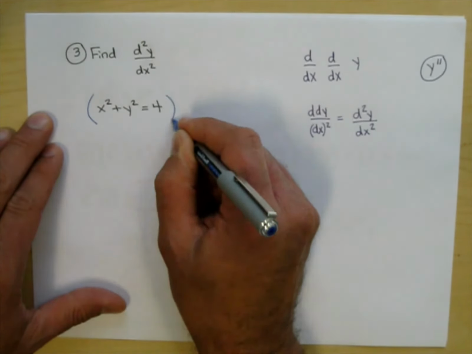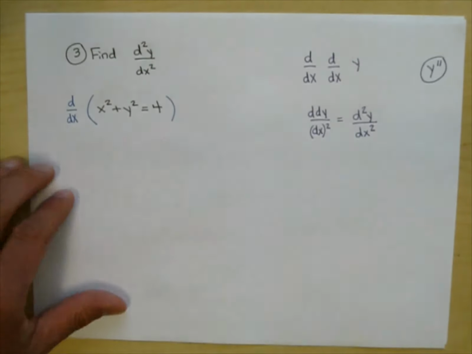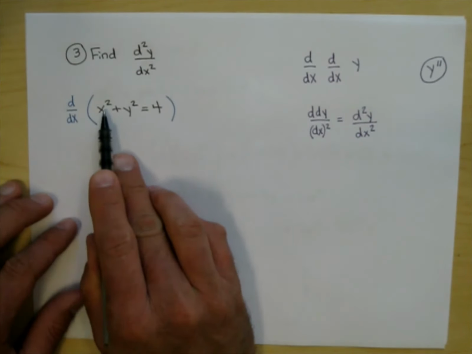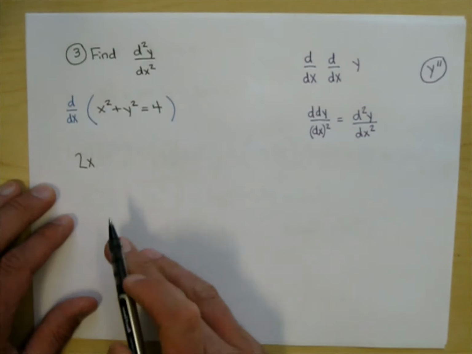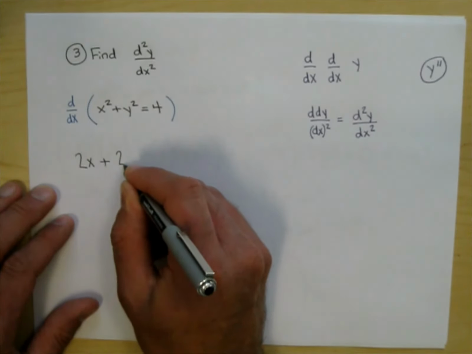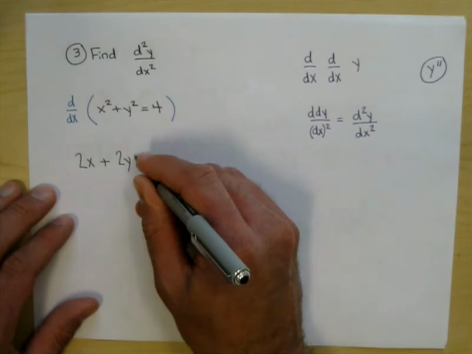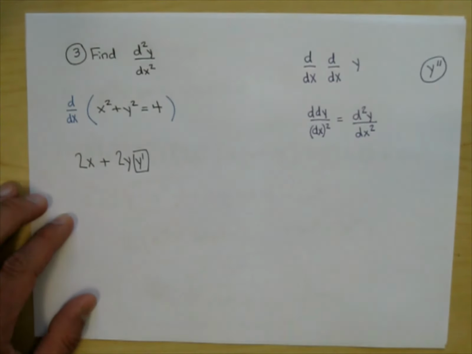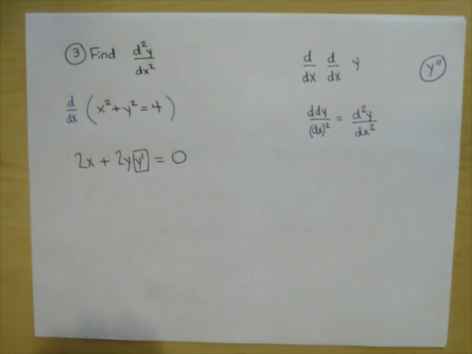Take the derivative of both sides of this equation with respect to x. The derivative of x squared with respect to x is 2x. The derivative of y squared with respect to x is 2y, and then we have to put a little marker there, so y prime. The derivative of 4 is 0. So you get a few of these problems in your homework.